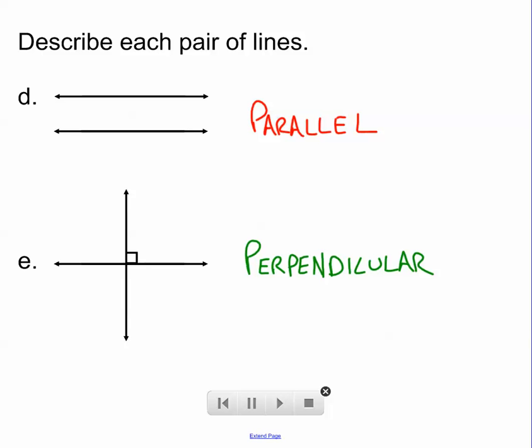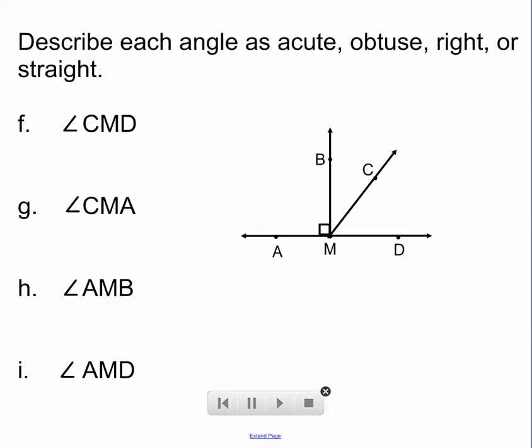Those are parallel lines. If they're not on the same plane, say one's going left to right and one's coming right at us, but they never cross, we don't call those parallel lines. We actually call those skew. Skew, S-K-E-W. So lines that are on different planes but never cross are called skew. Lines that are on the same plane but never cross are called parallel. And perpendicular is a lot easier. It's any 2 lines that meet at a 90-degree angle. 90 degrees, also called a right angle. We call those perpendicular lines.